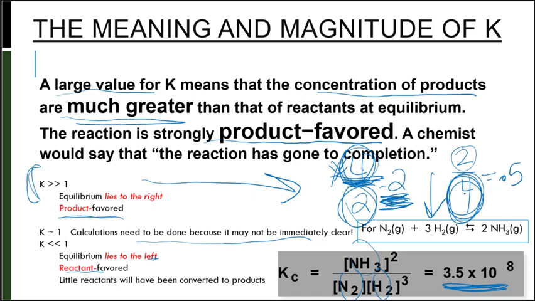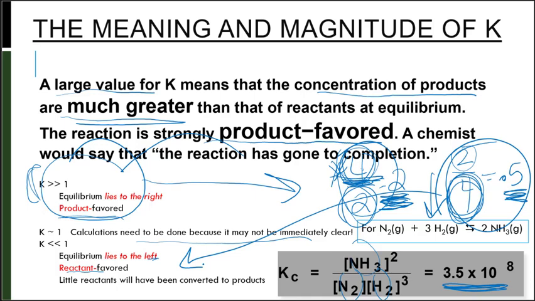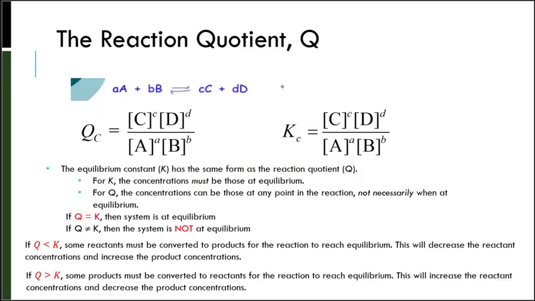A K value of 2 versus a K value of 0.5. A larger K value means it's product favored. A smaller K value means it's reactant favored. So hopefully you feel confident writing that K expression.